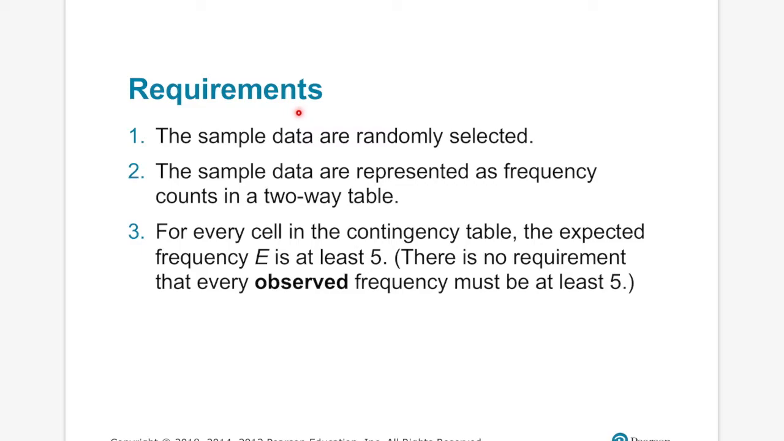The requirements for a test of independence: 1. The sample data are randomly selected. 2. The sample data are represented as frequency counts in a two-way table. 3. For every cell in a contingency table, the expected frequency E is at least 5.